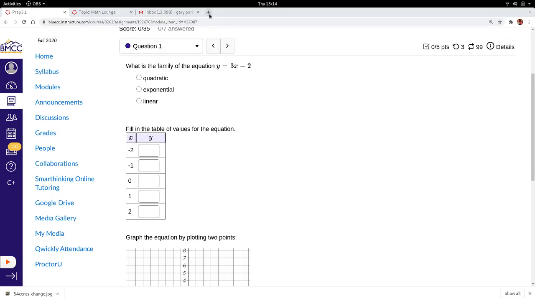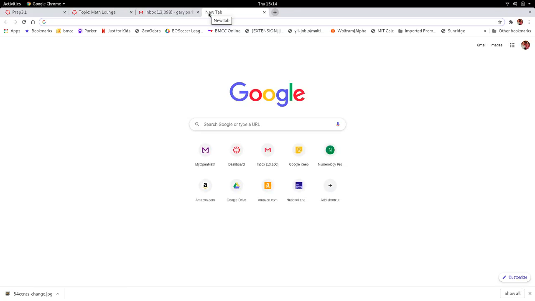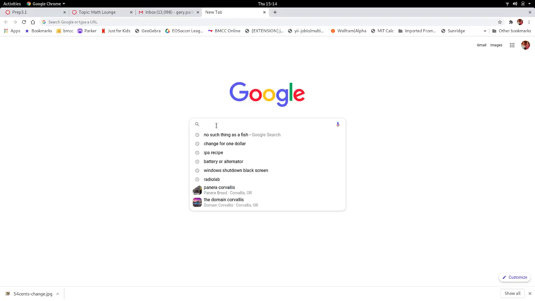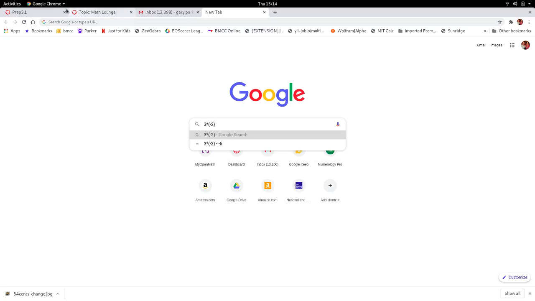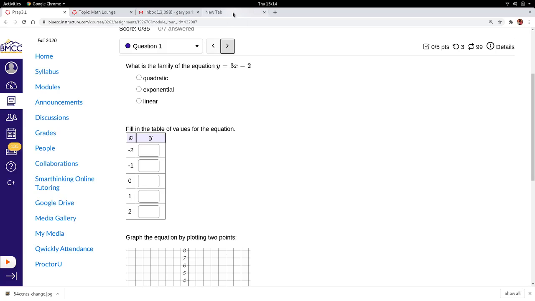So I need a calculator. So I can just type that in the Google search bar. 3 times, and then parentheses for x. X is -2. And then, let's see what was next. Minus 2.